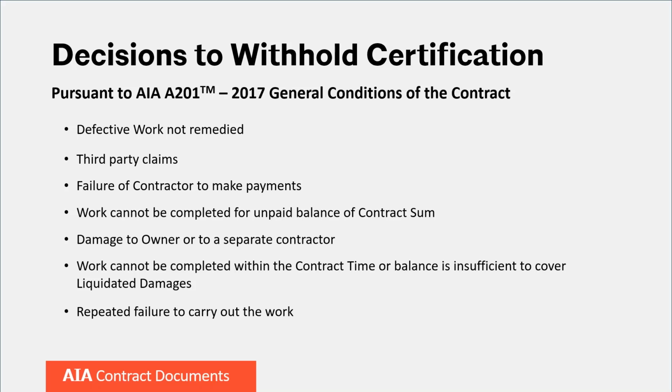There could also be liquidated damages, and that would be something that is included in the owner-contractor agreement at the outset. And if that is triggered over the course of the project, the liquidated damages may be deducted from the otherwise due amount under the application for payment. And then if there is a repeated failure to carry out the work, that would also be included in the documents and may be a further basis for a withholding of payment.